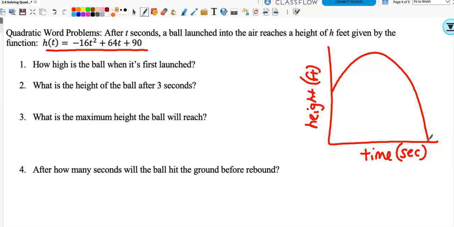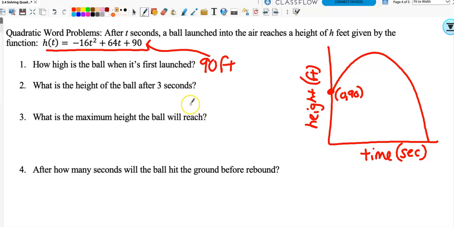Number one, how high is the ball when it is first launched? That's your y-intercept, which is going to be 0, 90, or just 90 feet. So that's always your last number. It's starting off at 90 feet. So if you wanted to, we've got 0, 90 for our y-intercept.